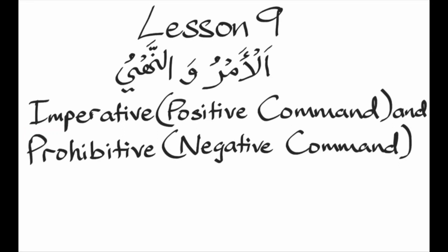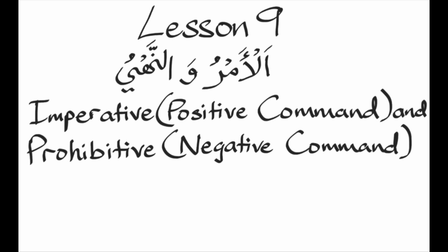In this lesson, we'll be talking about Al-Amr wa Nahyu. Imperative meaning positive commands and prohibitive meaning negative commands. Amr means positive command, Nahi means negative command. Now in Arabic, any verb which commands someone to do something is called Amr, and any verb which commands someone not to do something is called Nahi.